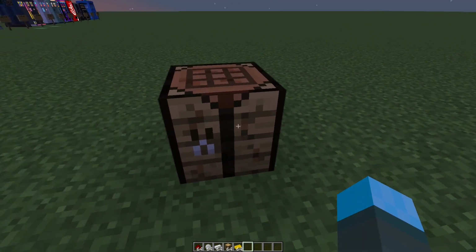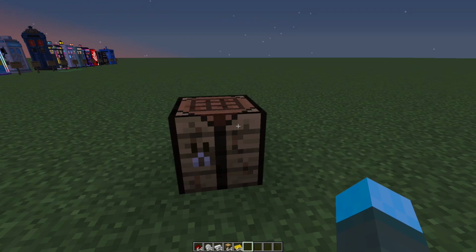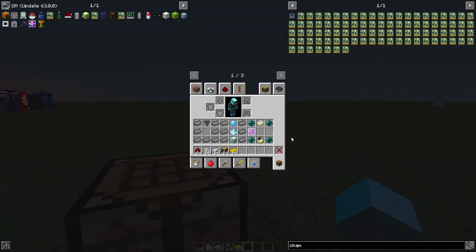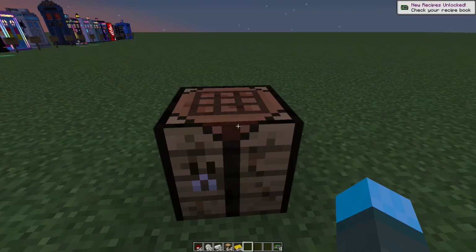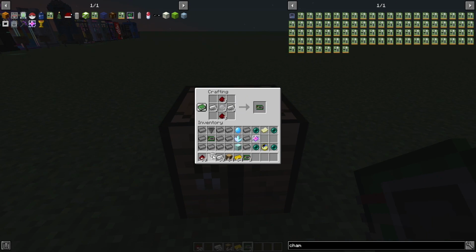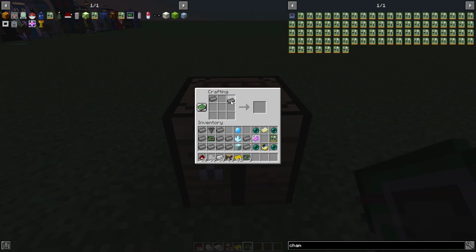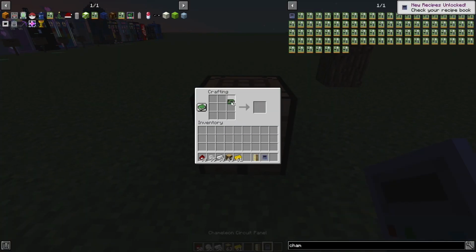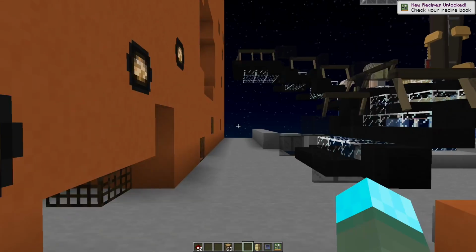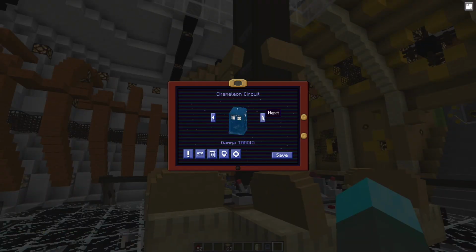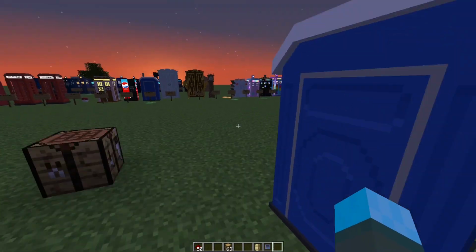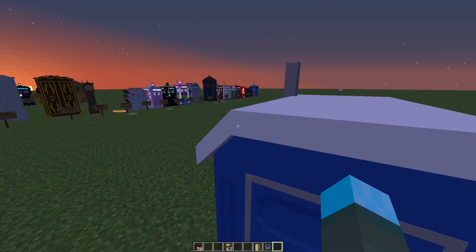But how are you going to get Porta Potty if you can't craft it? Well, I'll show you. You do it like this. The porta potty. That's how you change it.